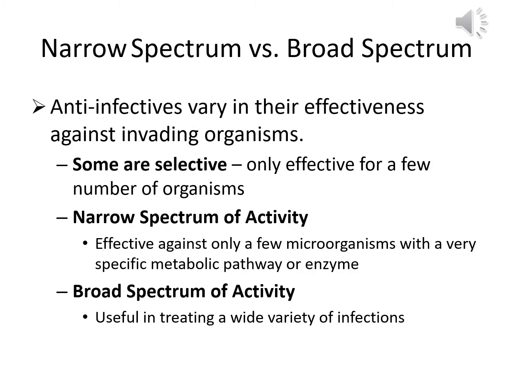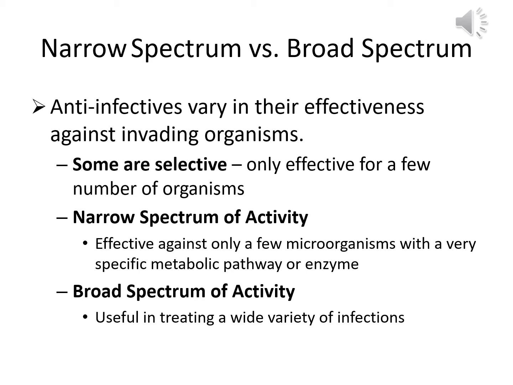As alluded to earlier, antibiotics can be classified by the spectrum of bacteria that they are effective against. We call them either narrow spectrum or broad spectrum, depending on the number of organisms that they're effective against. So highly selective antibiotics are only effective against a few organisms.